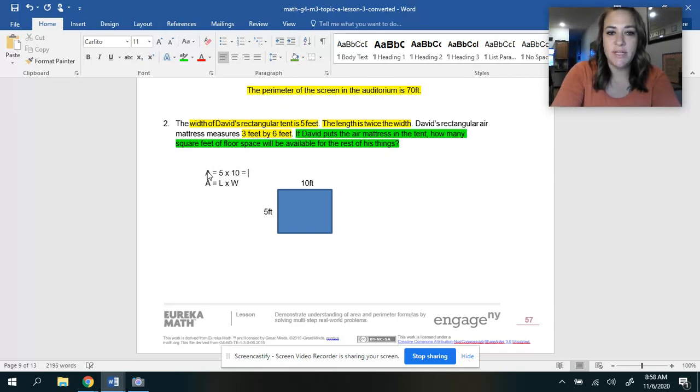Well, what is 5 times 10? 5 times 10 is going to give us 50 feet. So we know the area of the tent is 50 feet. Okay.